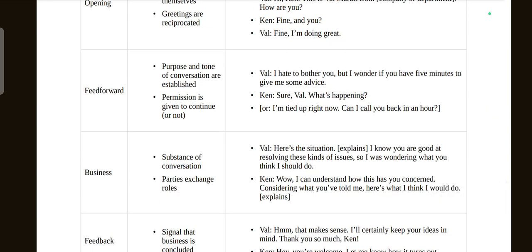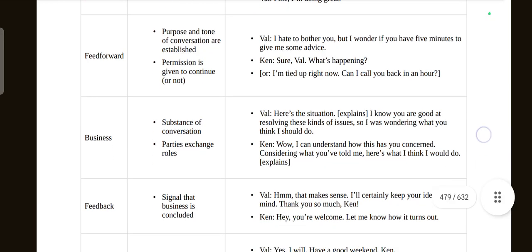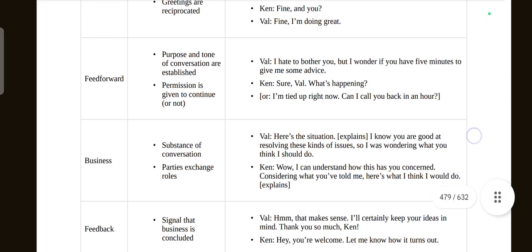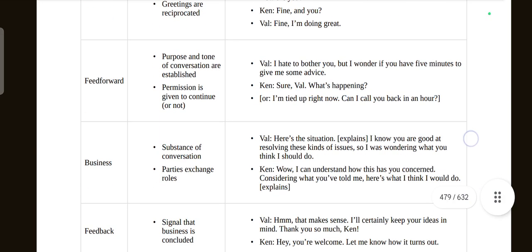Or Ken can also refuse or give the permission to Val that, "I'm tied up right now, can I call you back in an hour?" So the third stage is the business. The purpose of the business is to substance the conversation. It is where the parties exchange roles. For example, Val said, "Here's the situation," in which Val explains the situation.